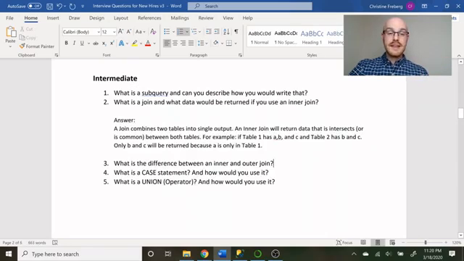So for question number 2, it said, what is a join, and what data would be returned if you use an inner join? And the answer might be something like this. A join combines 2 tables into a single output. An inner join will return data that intersects or is common between both tables. And for example, if table 1 has A, B, C and table 2 has B and C, only B and C will be returned because A is only in table 1. So that is what a join is, and that is what an inner join would return.